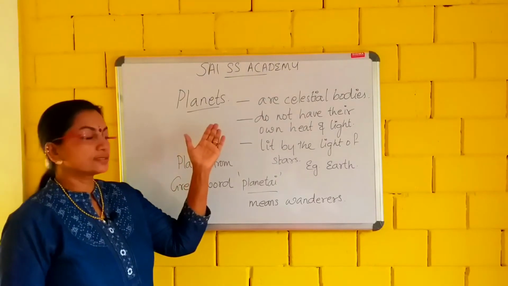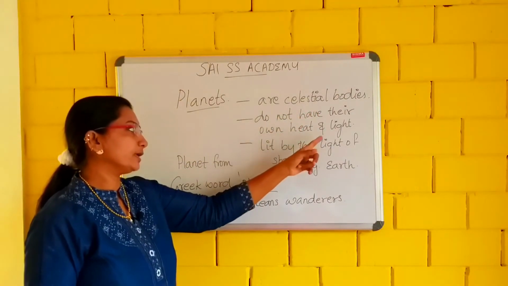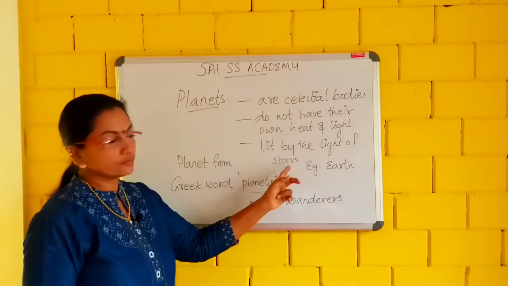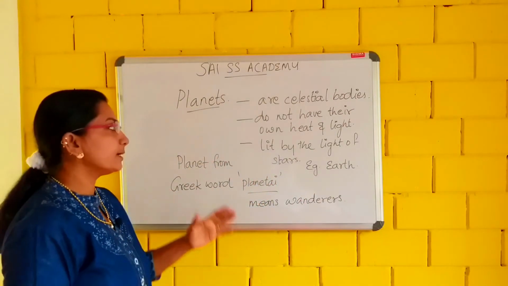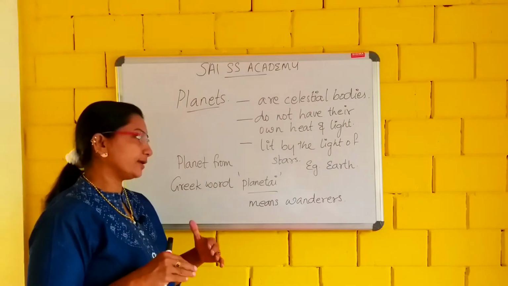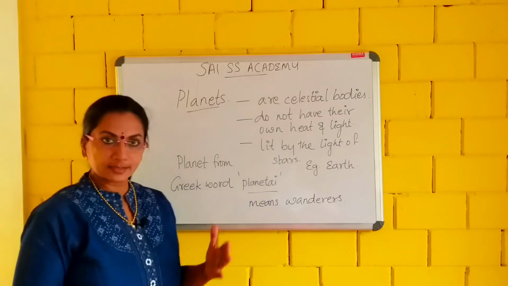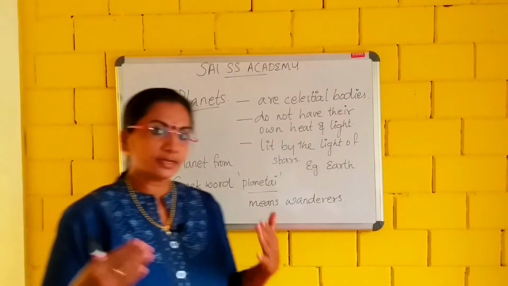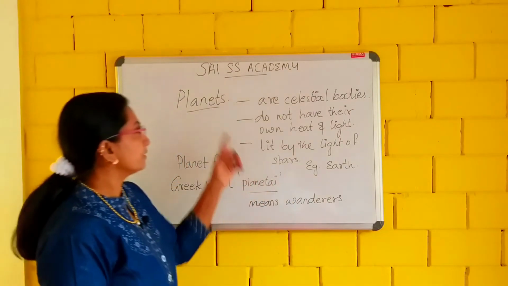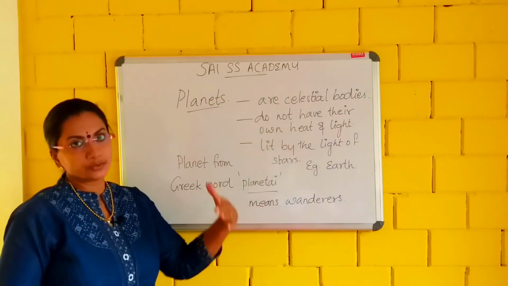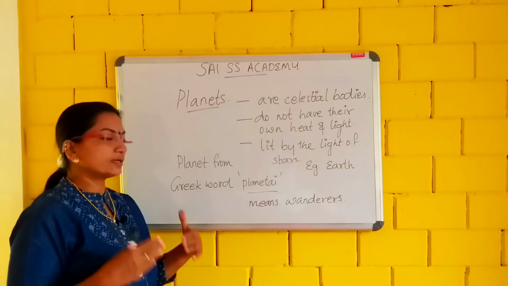Next, planets. What are planets? Planets are celestial bodies that do not have their own heat and light; they are lit by the light of stars. Where do they get light from? They get light from the stars. Example, our Earth. Our Earth is a planet and we are getting light from the sun. Like that, planets are celestial bodies that do not have their own light and heat, and they get light from the stars.